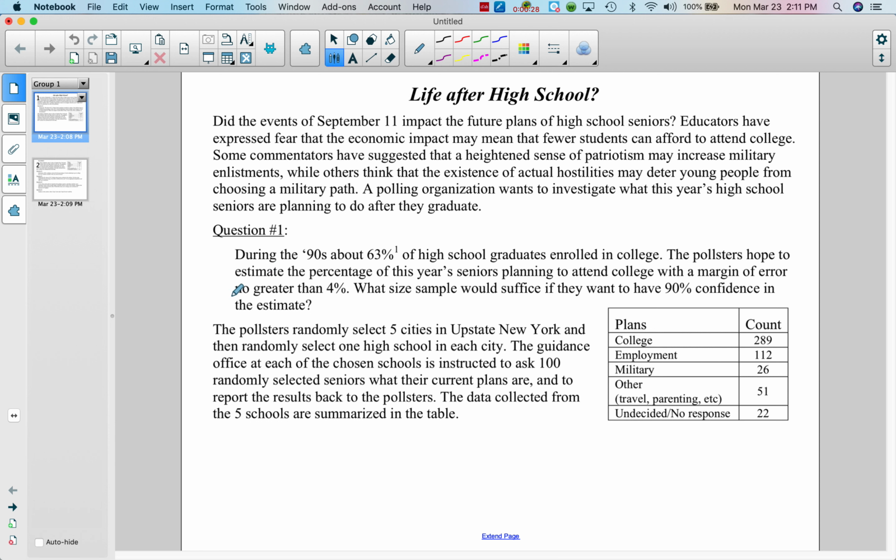During the 90s, about 63% of high school graduates enrolled in college. The pollsters hope to estimate the percentage of this year's seniors planning to attend college with a margin of error no greater than 4%. What size sample would suffice if they want to have 90% confidence in the estimate? Now, what I should have done was not even have this other stuff, because we don't even need to look at this to answer question one. We want to make an estimate. They're talking about a confidence interval.